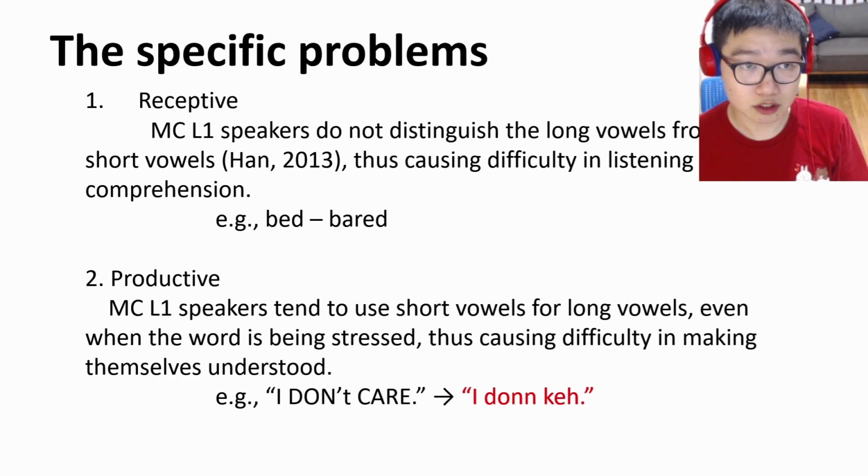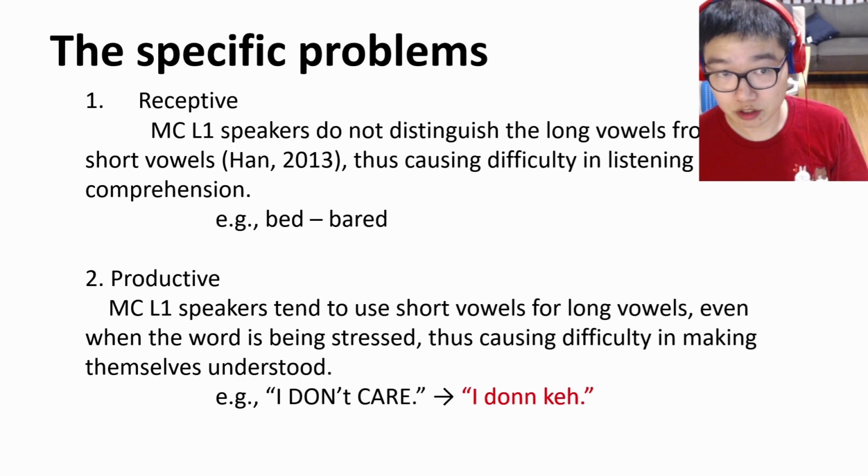The first of which is receptive. Mandarin speakers do not distinguish the long vowels from the short ones, causing difficulty in listening comprehension. For example, bed and bed. So they might not be able to tell them apart when they just hear a word being said out of the blue.